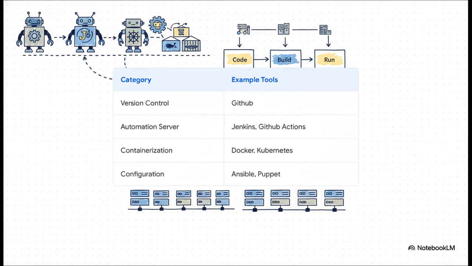You've got things like GitHub to manage all the different versions of the code. Jenkins acts as the automation server, kind of like the foreman of the assembly line. Docker and Kubernetes package the apps up into neat little containers to run anywhere. It's like an army of specialized robots all working together.